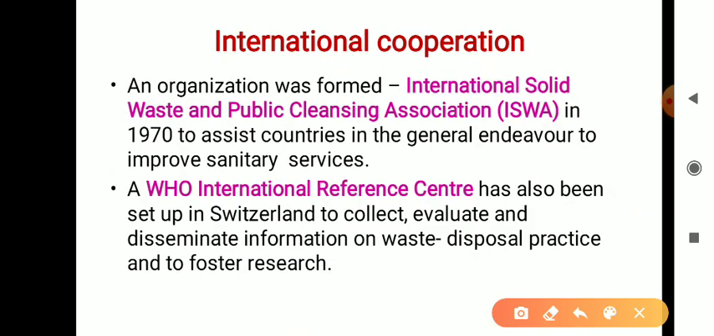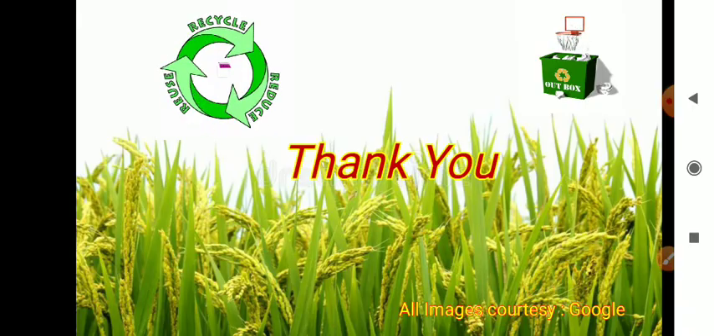In the next slide we will see that international cooperation has emphasized proper sanitary services, and WHO has also emphasized that disposal of waste should be proper. Public education is also very important, because when the public is aware, waste management will be good and the health hazards produced will be low. And economically, if there is proper transportation, storage and collection of waste, the economy of India will ultimately improve.